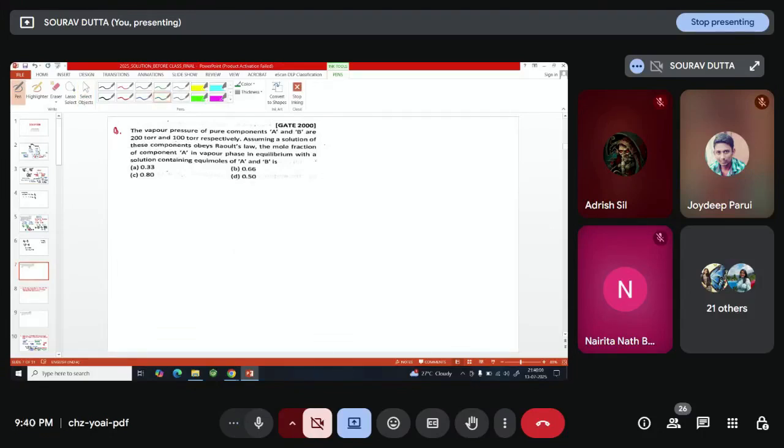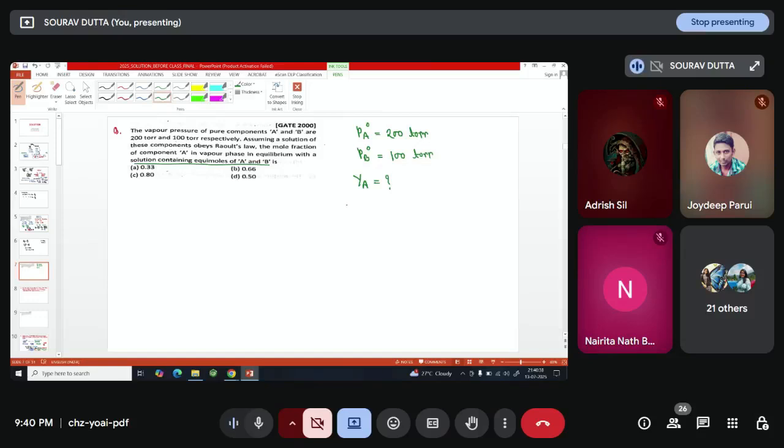Okay, so vapor pressure of pure A, PA naught, is given as 200 torr. Vapor pressure of pure B is given as 100 torr. The solution follows Raoult's law, very good. The mole fraction of component A in vapor phase, that means you have to calculate YA, in equilibrium with a solution containing equimoles of A and B.